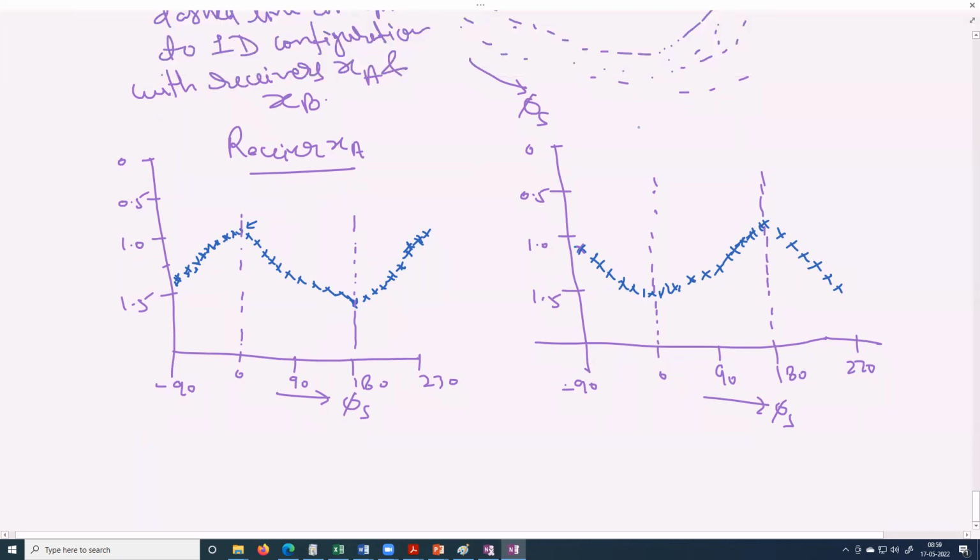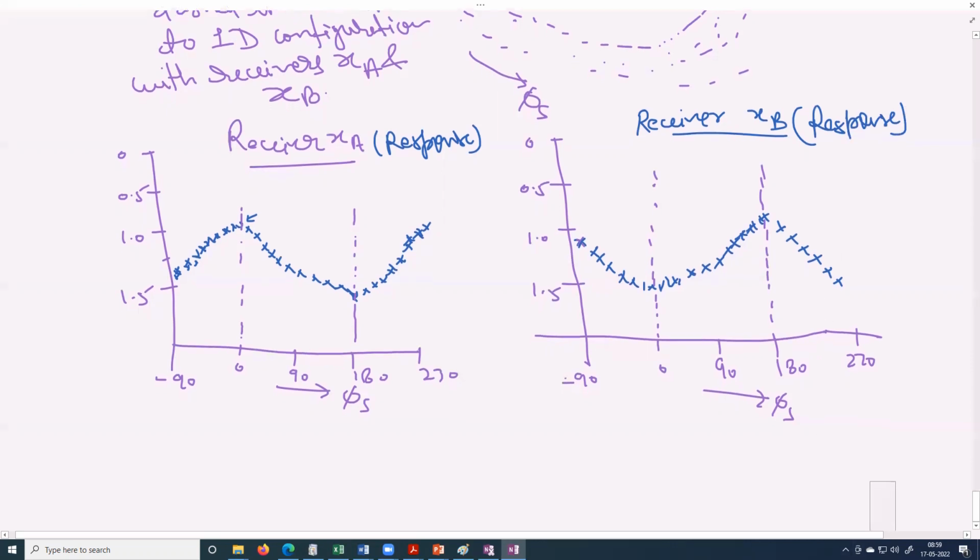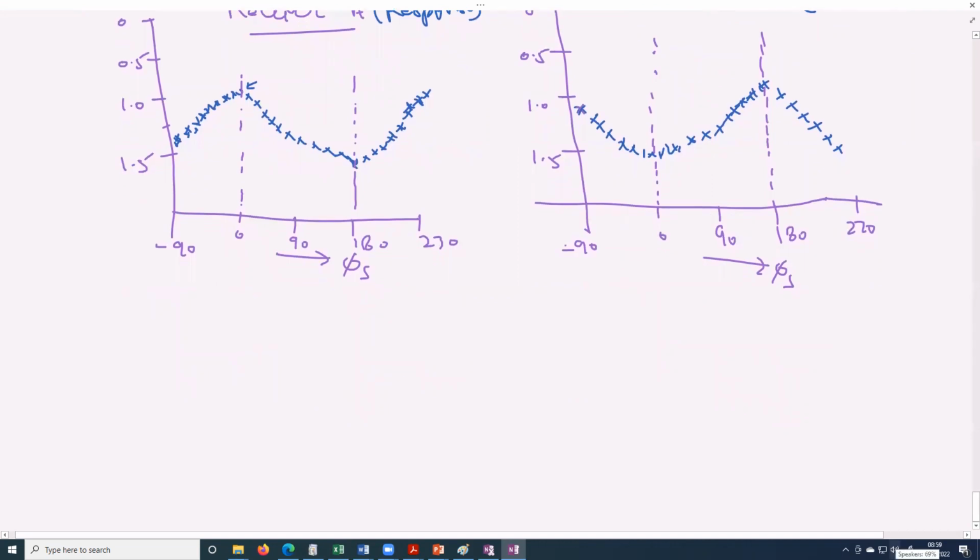So this is your receiver XB. Okay, response at receiver XB. Okay, you have a response, there is also a response. Now these are the responses that you are receiving at XA and XB. Our interferometric theory says that we need to cross correlate to see the response of the structure in between both of the receivers by considering the virtual source at XA. So when you do that, what you will get will be something like this.